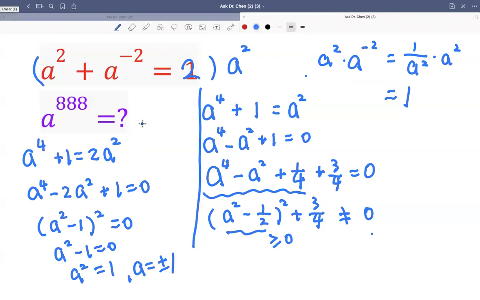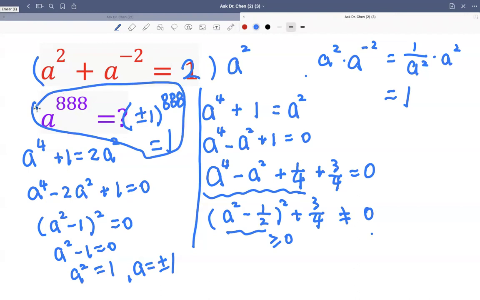Now this is solvable, right? So then we get plus or minus 1 raised to an even number. Well, -1 raised to an even number is still 1. So the answer is 1 for this, doesn't matter whether a is -1 or +1, because the power of 888 is an even number. Okay, so I think the question has a typo. This should be 2 or other numbers.